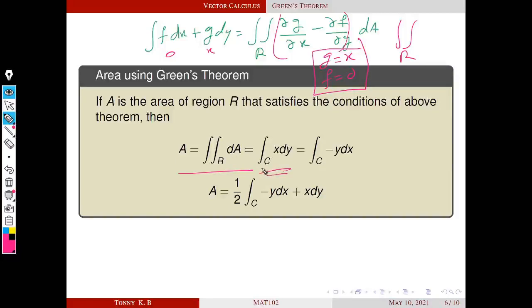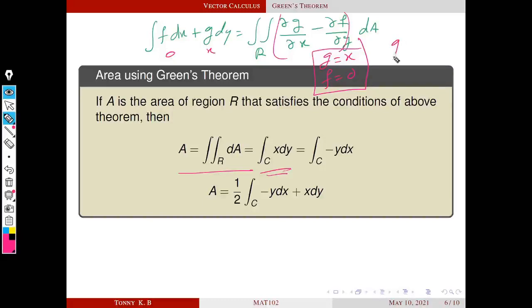So the integral over C of x dy gives the area. C is the simple closed curve enclosing the region R. We have to find the area of this region R. Similarly, we can find one more formula, because if you choose g equal to x and f equal to 0, automatically this is 1.